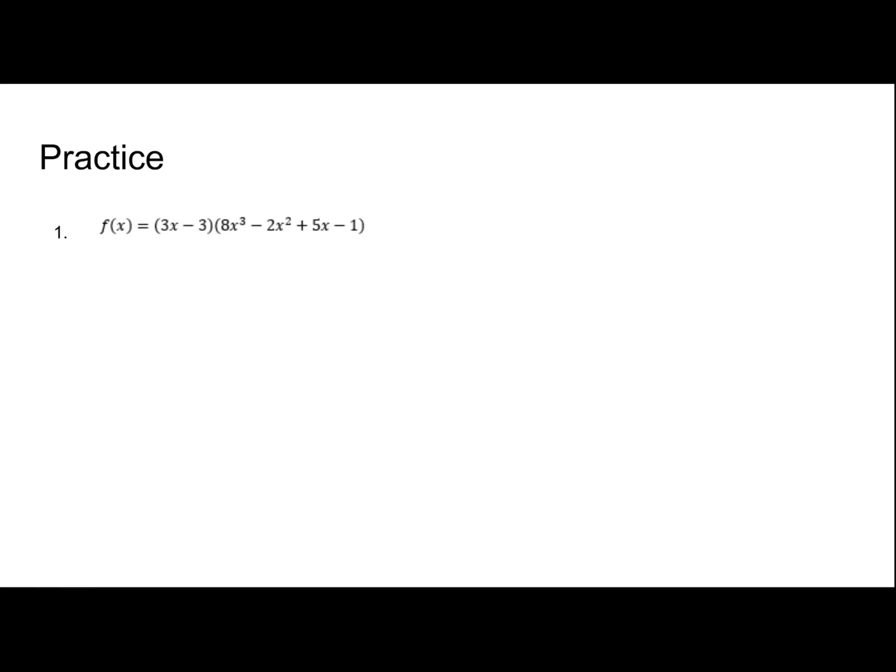So once we have these two parts, we can combine them. Our derivative therefore would be 3 times 8x cubed minus 2x squared plus 5x minus 1, plus our second part, which is 3x minus 3, bracket, times 24x squared minus 4x plus 5. And that's our derivative.